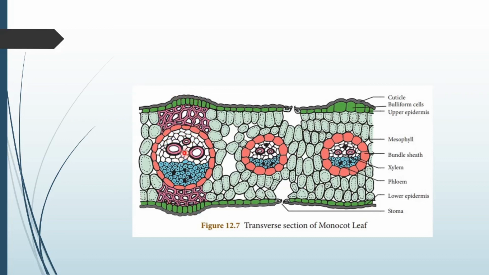Here the xylem is facing towards the upper epidermis and the phloem towards the lower epidermis. This is the phloem. Xylem and phloem lie side by side, so we can call it conjoined collateral, and cambium is absent here, so the bundle is a closed bundle. So this is the entire picture showing the different parts: epidermis, mesophyll and vascular region. So this is the anatomy of the monocot leaf.